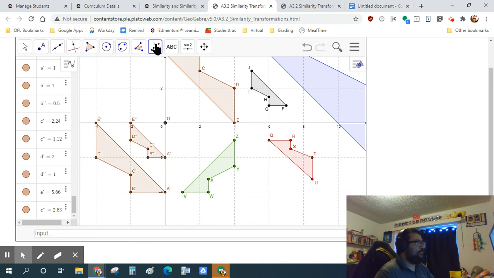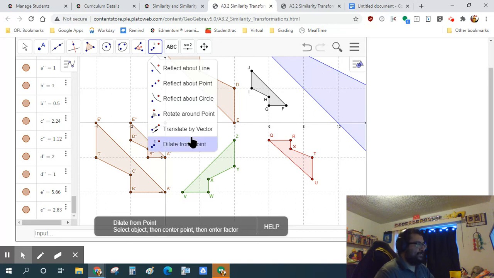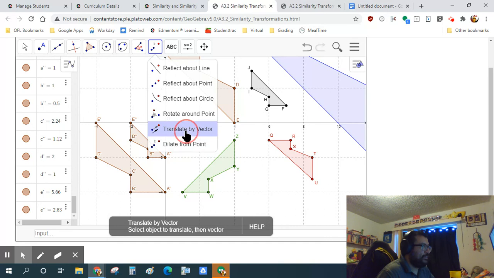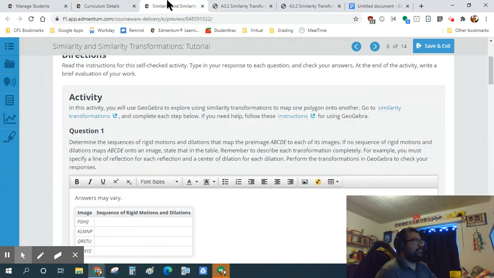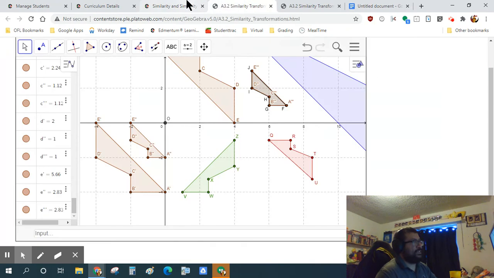And then I'm going to want to translate this to see if this works. So let's translate by vector. I'm just going to grab the shape and I'm going to move it. And it looks like it maps on perfectly. Okay. So now I have to describe everything I just did.